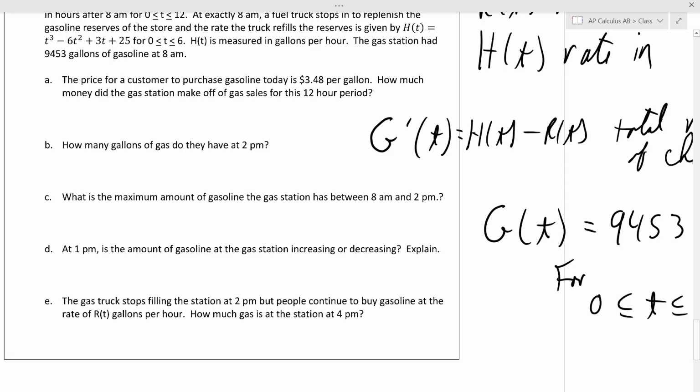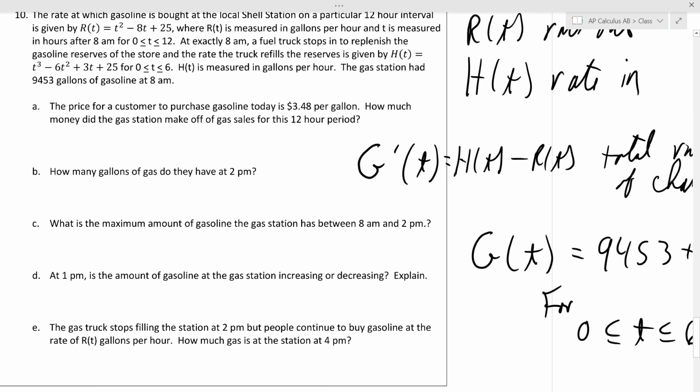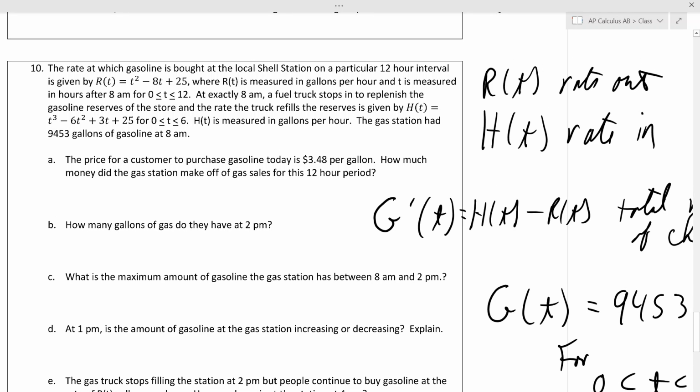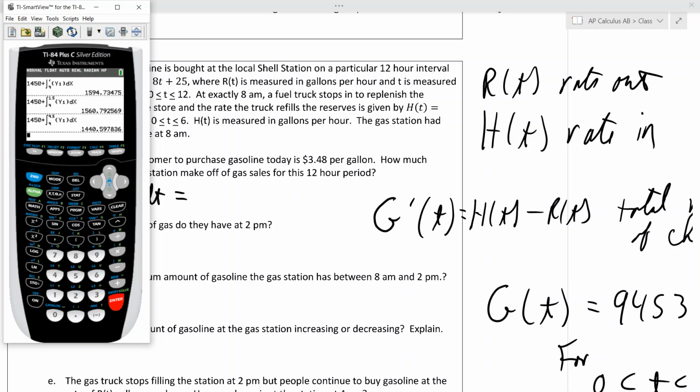Okay, so A says the price for a customer to buy gas is $3.48. How much money does the gas station make off sales? So we got to take how much gas was bought, which is the integral from 0 to 12 of R of t. That's going to tell us how much gas got bought up. Then we need to multiply that by $3.48 for each gallon. So that's going to give us this amount right here.